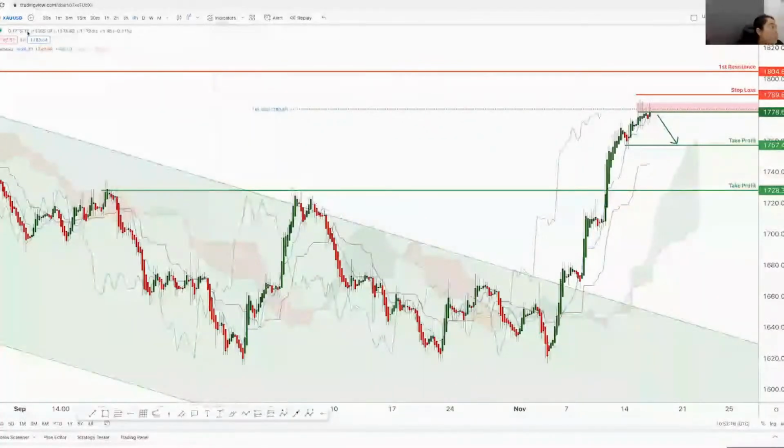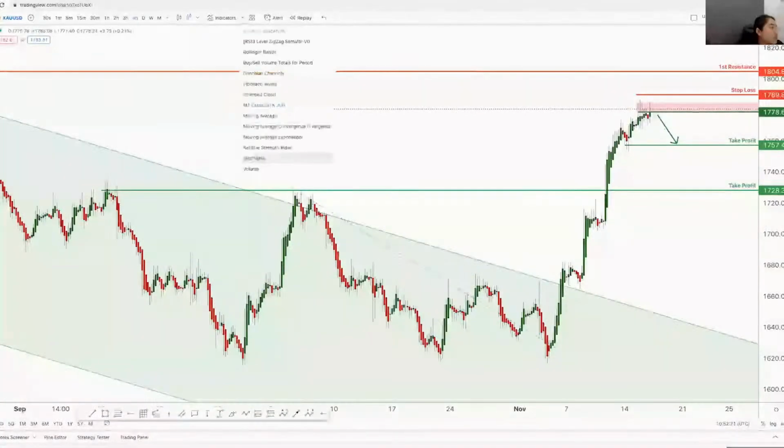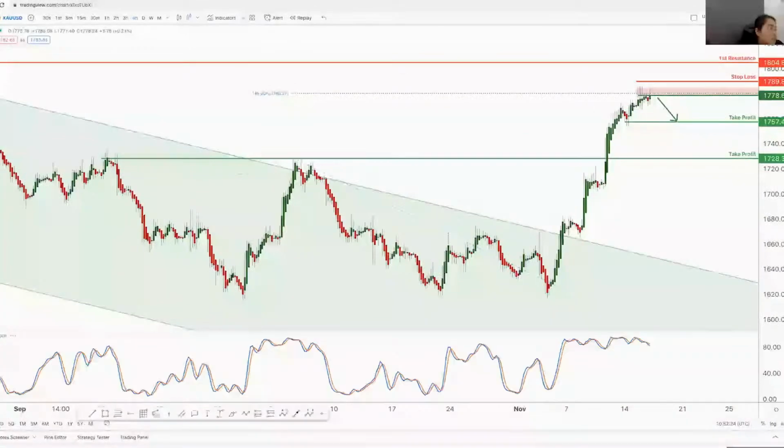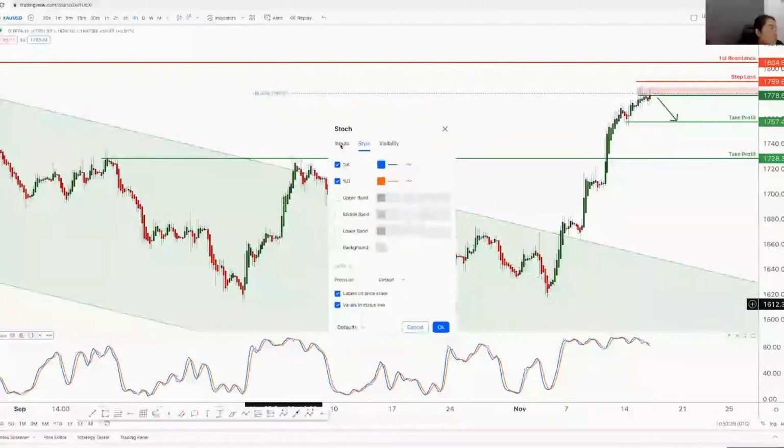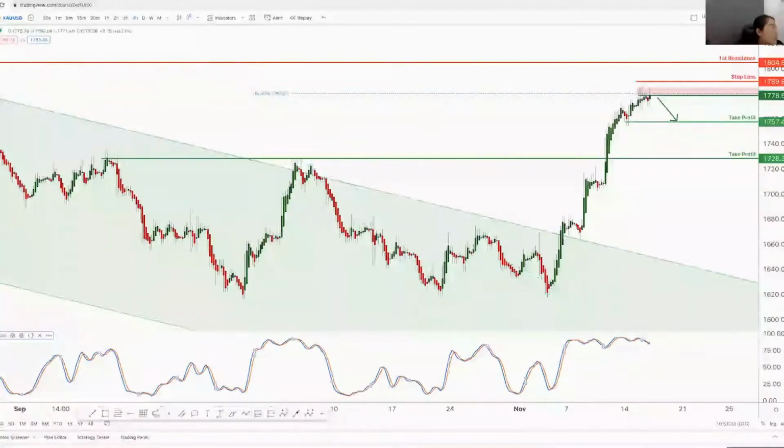Okay, no, Ichimoku is not agreeing. Stochastics. Okay, we can use stochastics. Stochastics is kind of agreeing. Okay.